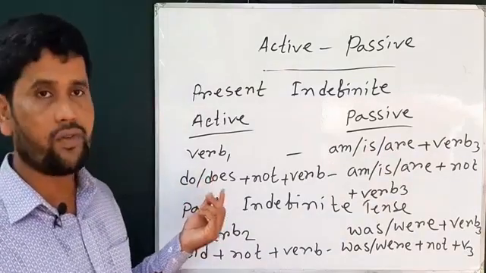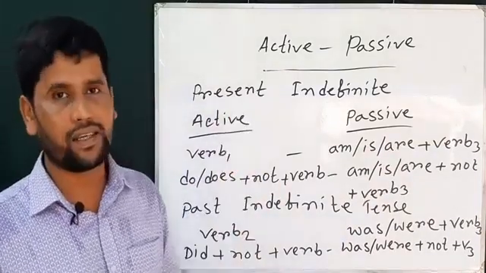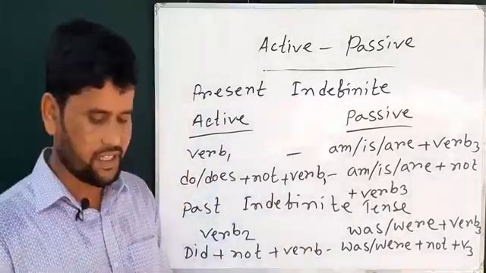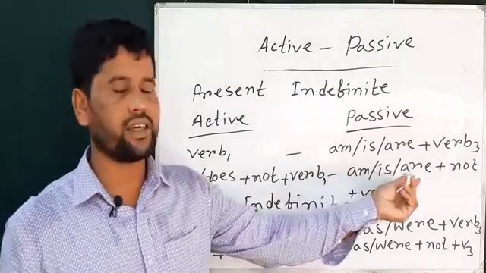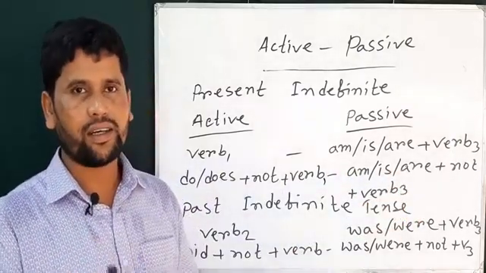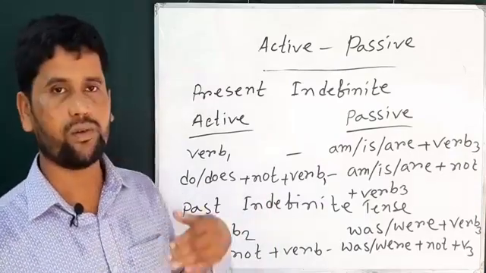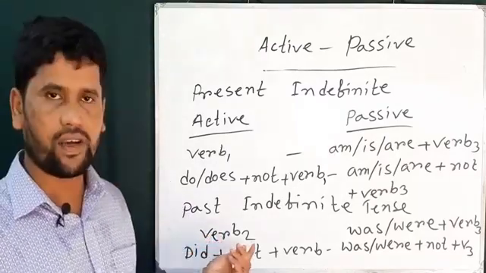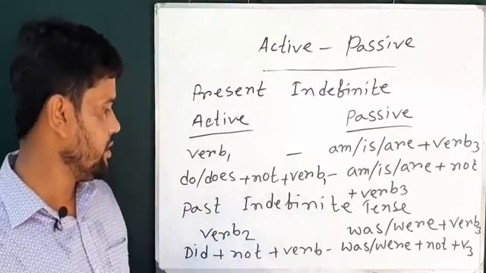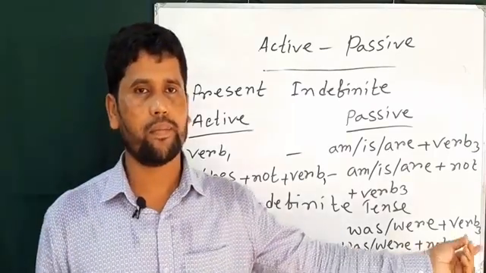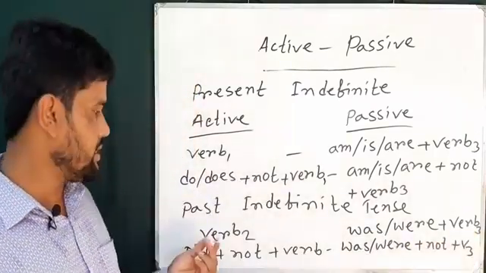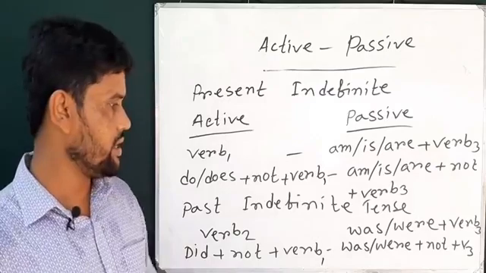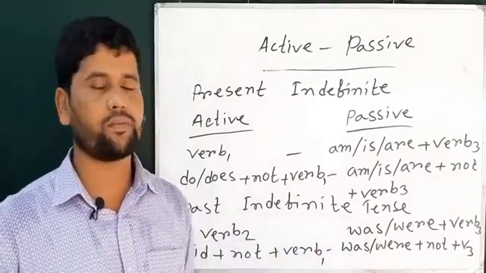When we find any negative sentence in the present indefinite tense, that means do or does plus not plus verb 1, that means the present form of verb, then we use am, is, are plus not plus verb 3. When we find any sentence in the negative, we must use the negative also in the passive voice. So if the verb is past form, that means past indefinite tense, then we use was or were plus verb 3. And also if the sentence is negative in the past indefinite tense, did plus not plus verb 1, then we should use was, were plus not plus verb 3.